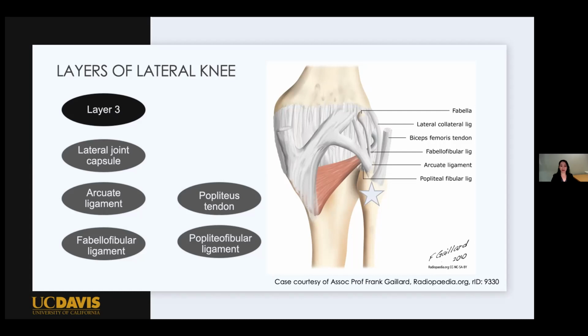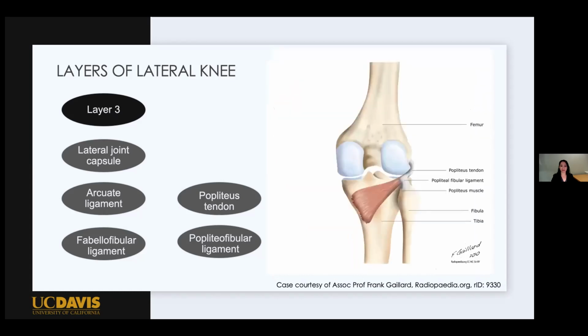The fabellofibular ligament can be found deep between the biceps tendon and the lateral head of the gastrocnemius. The popliteofibular ligament originates at the myotendinous junction of the popliteus and attaches to the fibula.